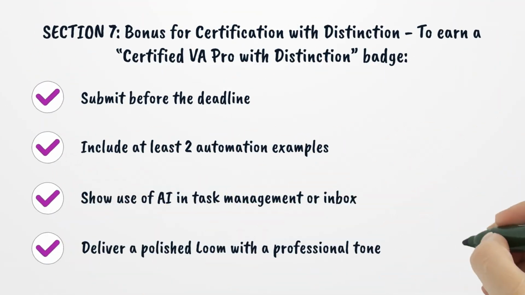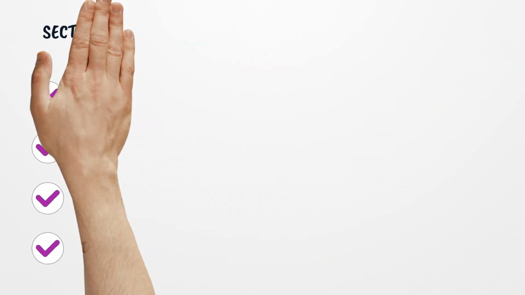Section 7, Bonus for Certification with Distinction. To earn a Certified VA Pro with Distinction badge: submit before the deadline, include at least 2 automation examples, show use of AI in task management or inbox, and deliver a polished Loom with a professional tone.